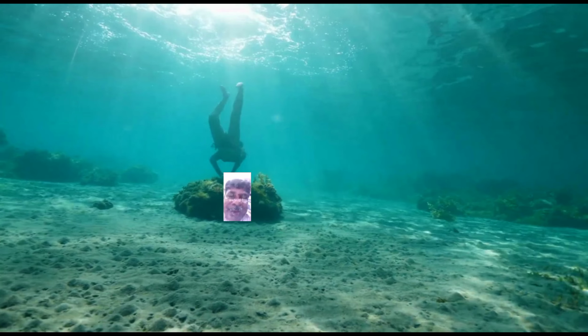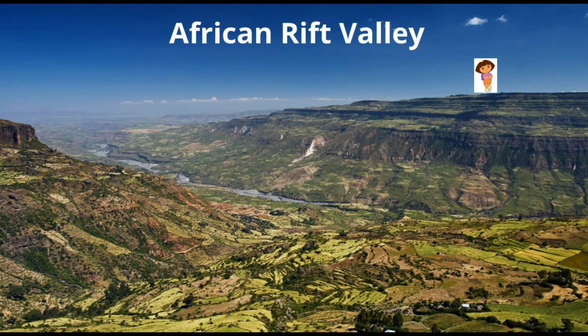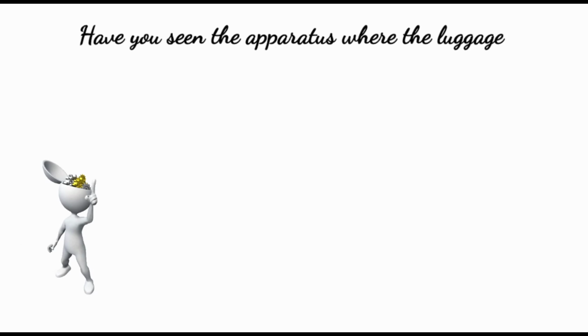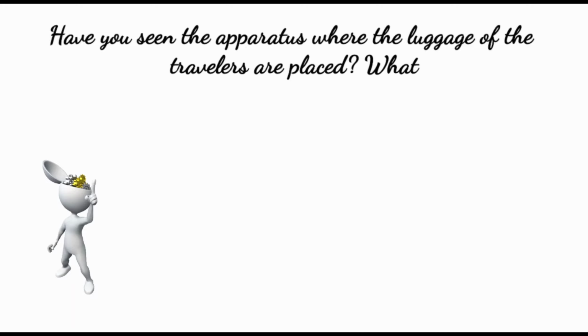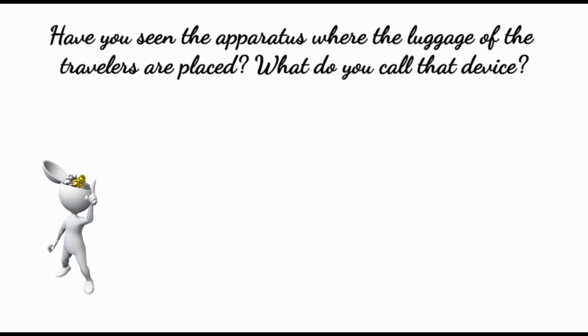However, rift valleys may also form where the continents are separated by plate due to the convection current. So what is the relation of convection currents in divergent boundaries? Have you seen the apparatus where the luggage of the travelers are placed? What do you call that device?